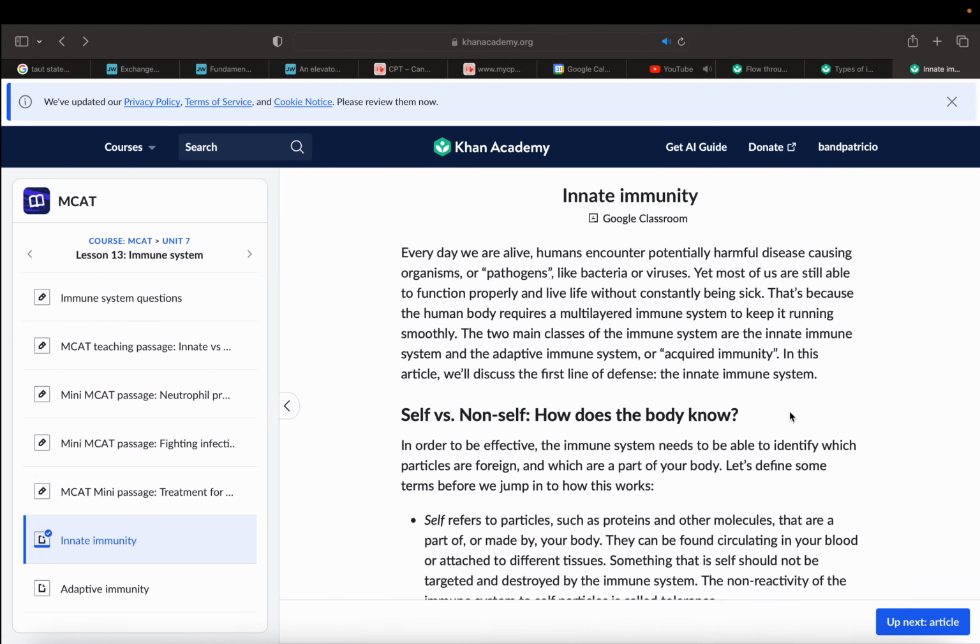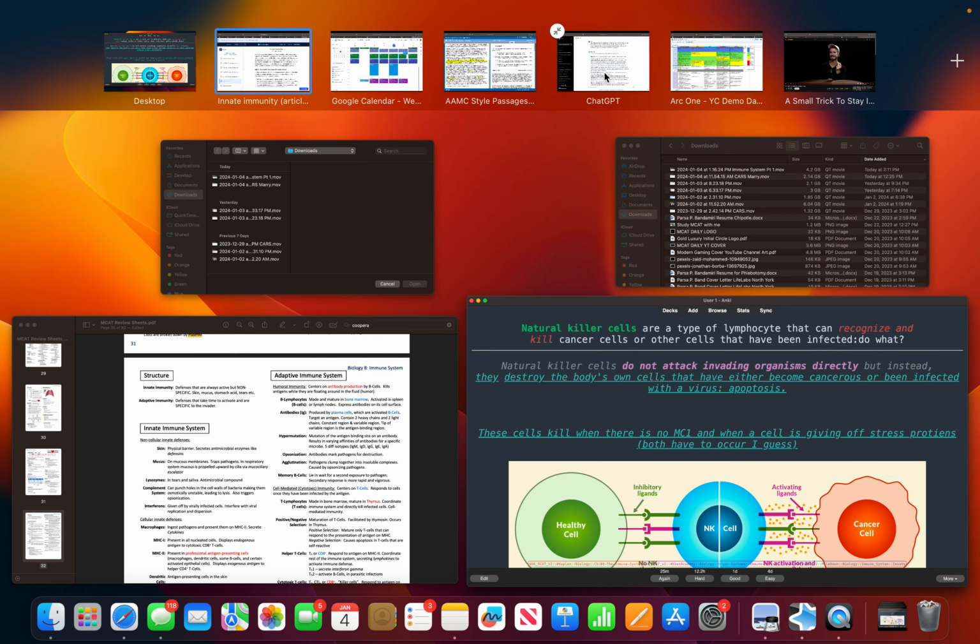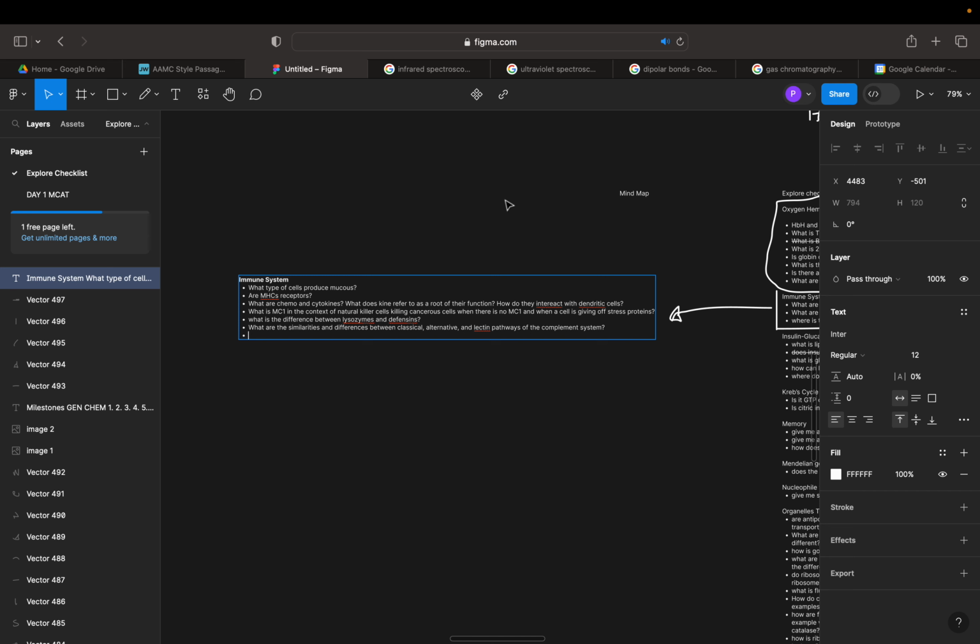And in order to make sure we have this down, we can write what is apoptosis. Is it the killing of our own body cells that are cancerous or have been infected by viruses?